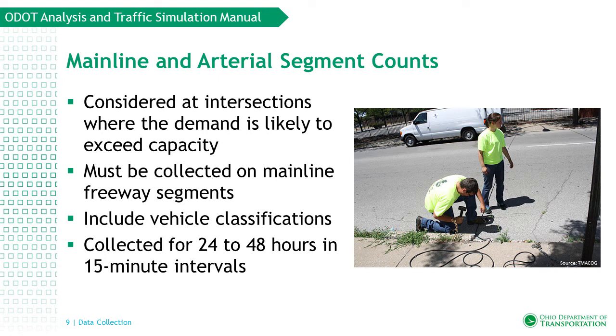When needed, segment counts should include vehicle classifications and should be collected for 24 to 48 hours in 15-minute intervals. For arterials, when segment counts are collected, the counts should be collected upstream of the back of the queue so that demand, rather than just capacity, is counted.